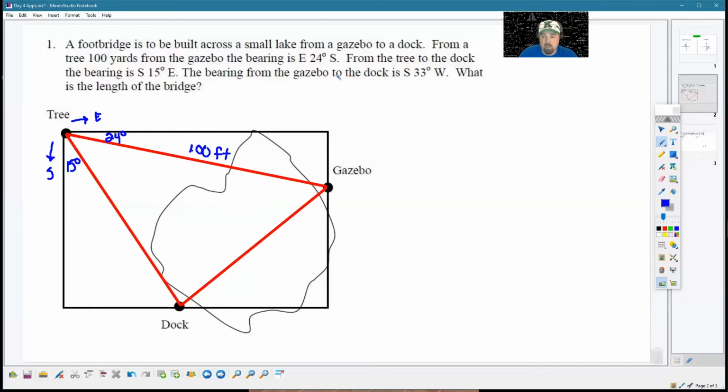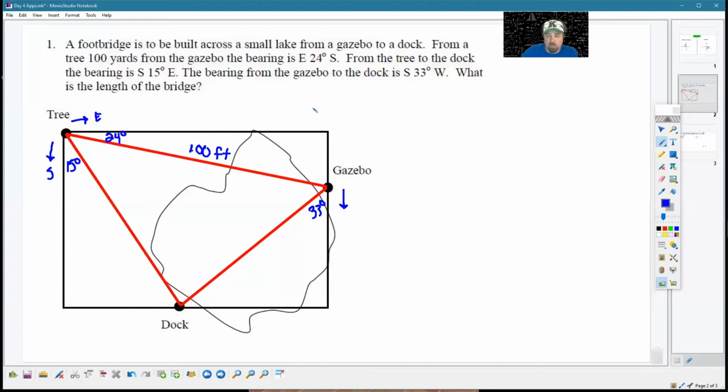Bearing from the gazebo to the dock, so gazebo to the dock is south. South is down. But we're going to turn that 33 degrees to the west. West is that way. So 33 degrees to the west puts that angle right in here. Now, what I think makes this a little bit easier as you go through, you put this on the outside.